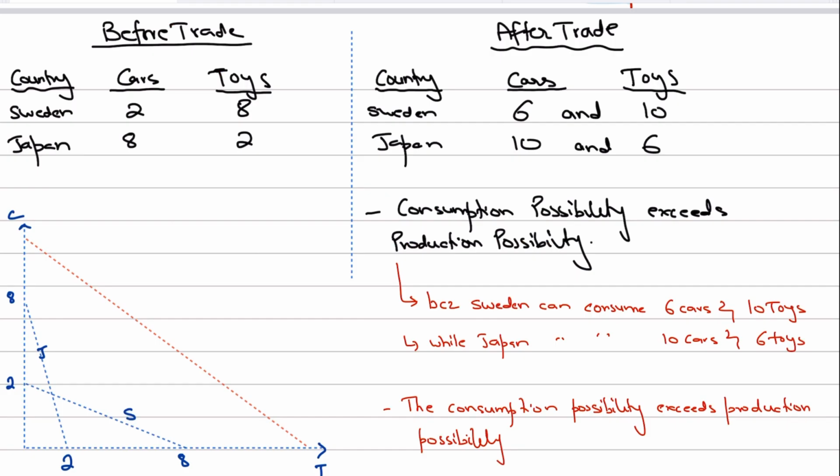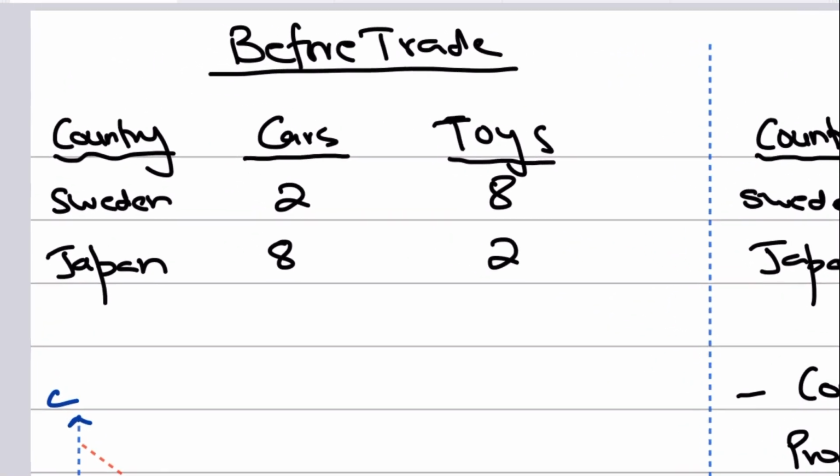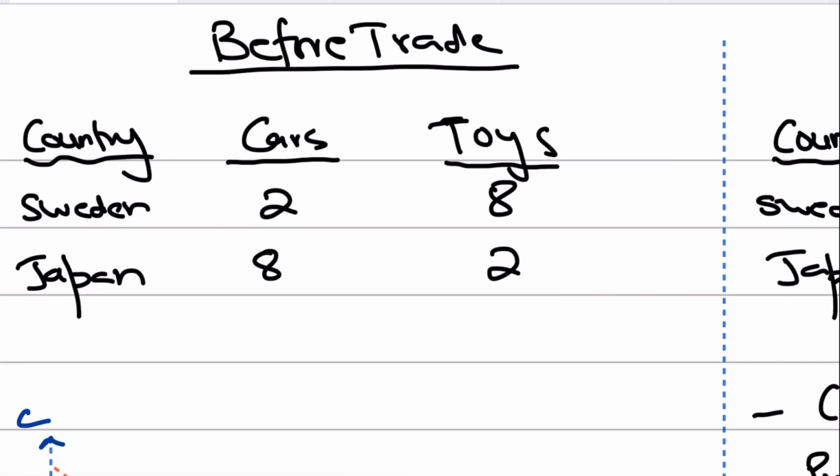Okay guys, now we are going to prove mathematically with actual numbers how the after-trade position, after specialization in trade, is better for both these nations as compared to the pre-trade position. Now we know that before trade, these two countries, Sweden and Japan, if you look at these values, Sweden could actually make 2 cars, but if it made 2 cars, it had to forgo 8 toys. If it made 8 toys, it had to forgo those 2 cars.